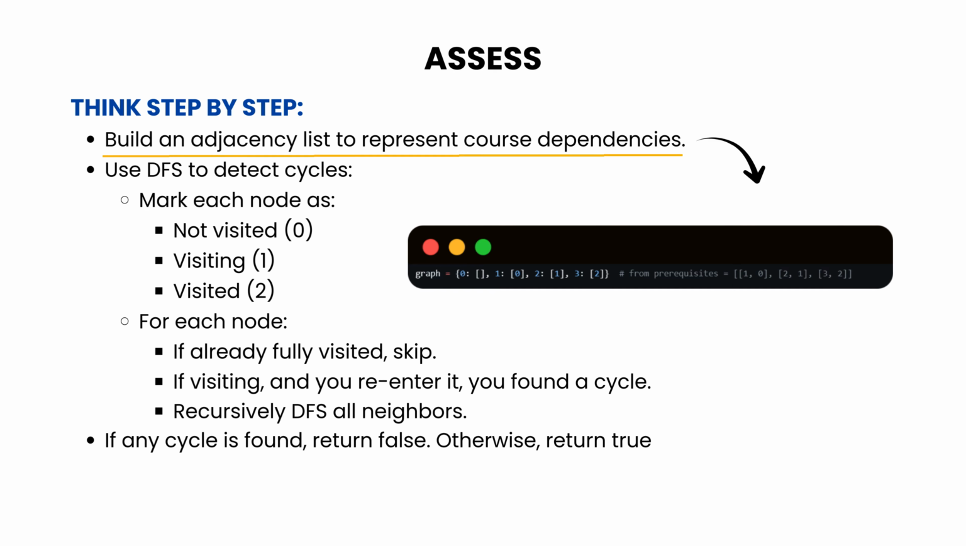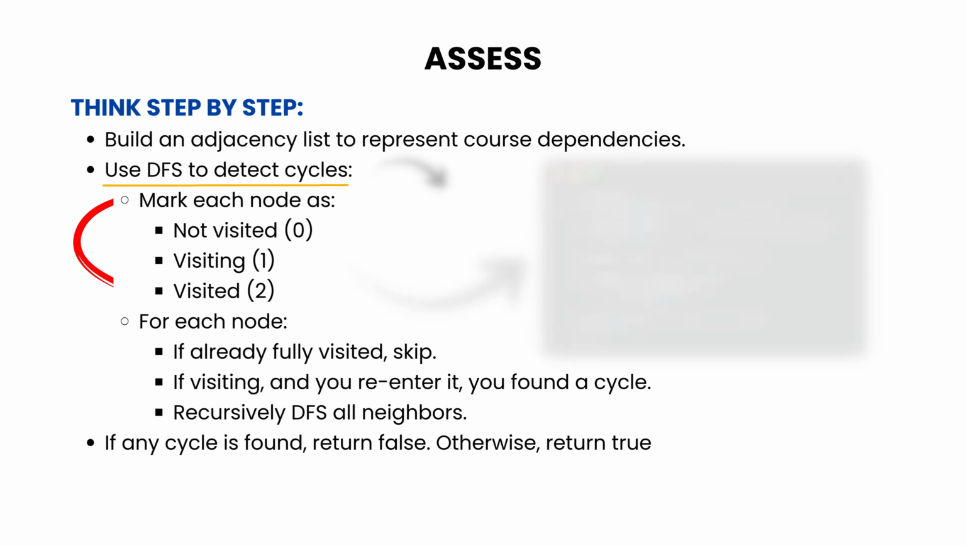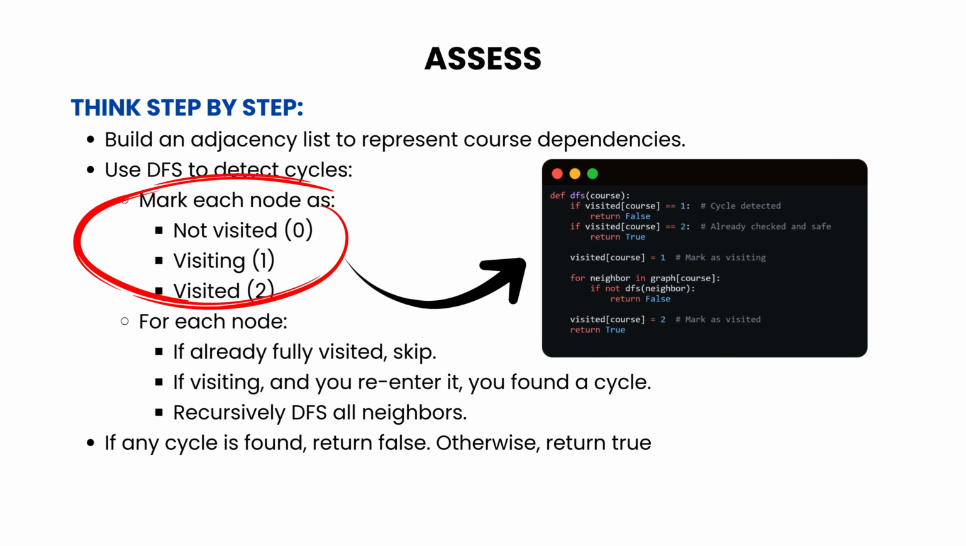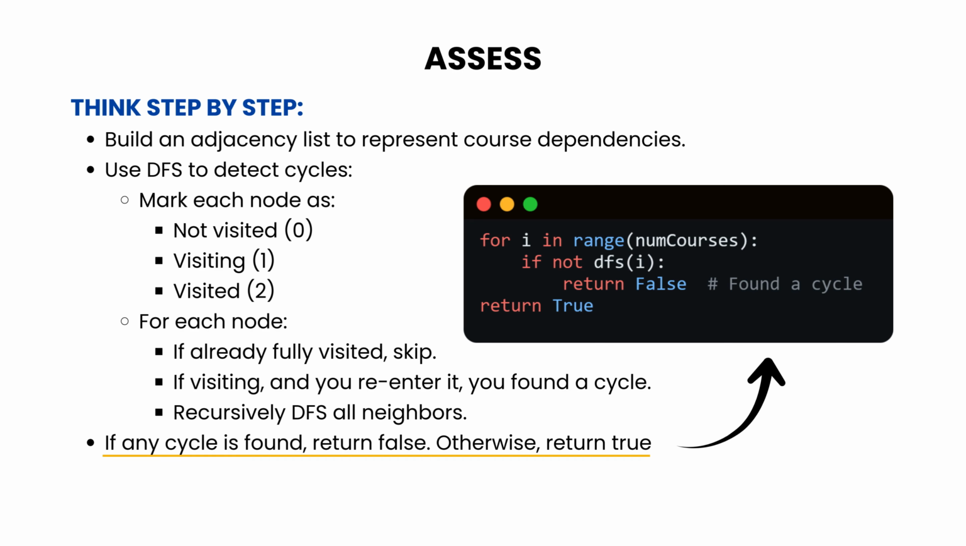Build an adjacency list to represent course dependencies. Use DFS to detect cycles. Mark each node as 0 for not visited, 1 for visiting, and 2 for visited. If already fully visited, skip. If visiting, and you re-enter it, you found a cycle. Recursively DFS all neighbors. If any cycle is found, return false. Otherwise, return true.